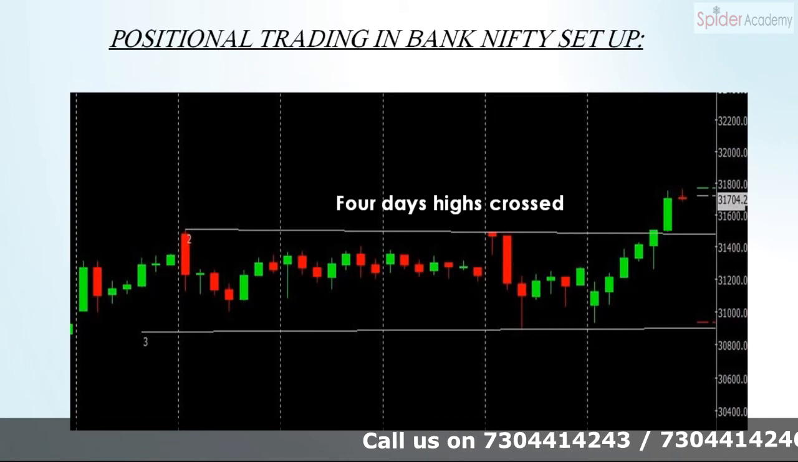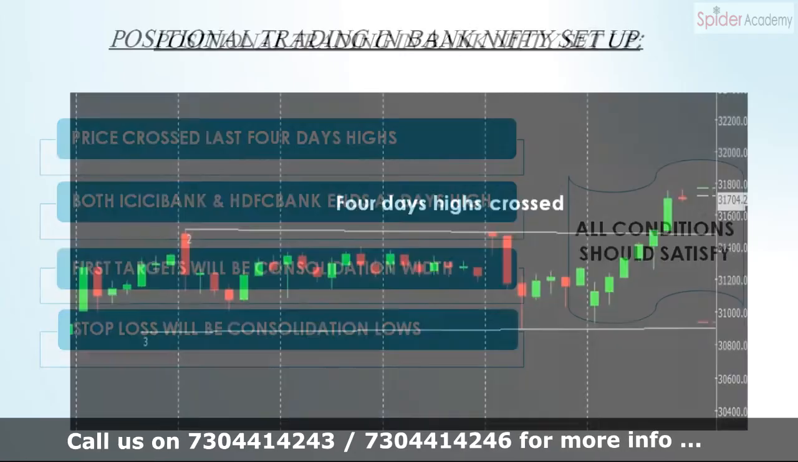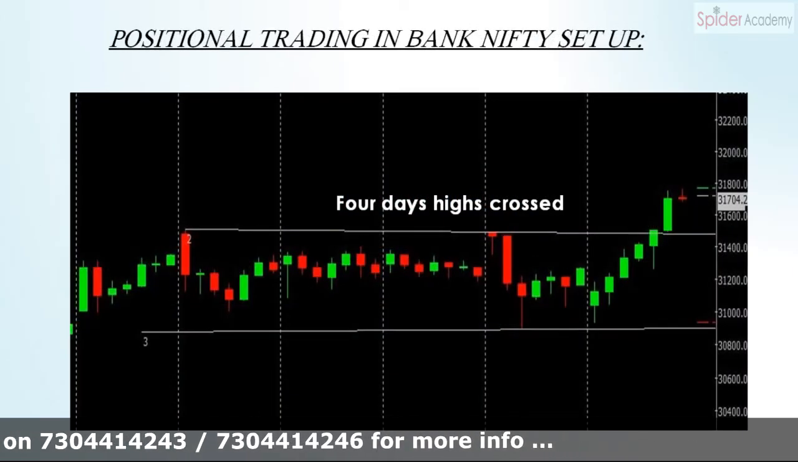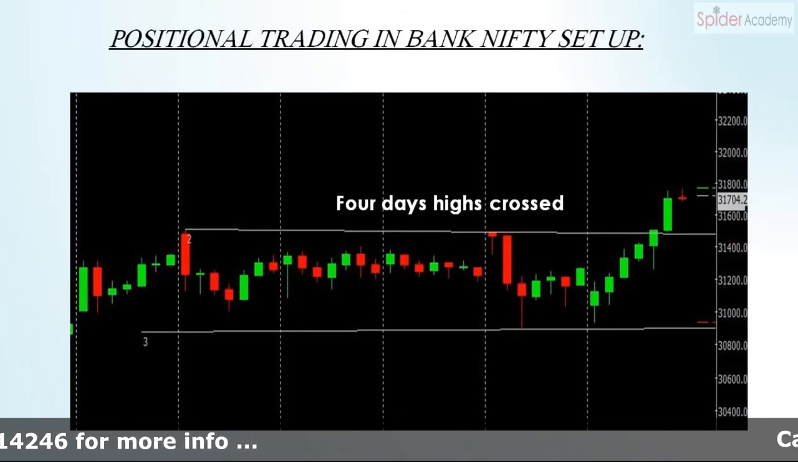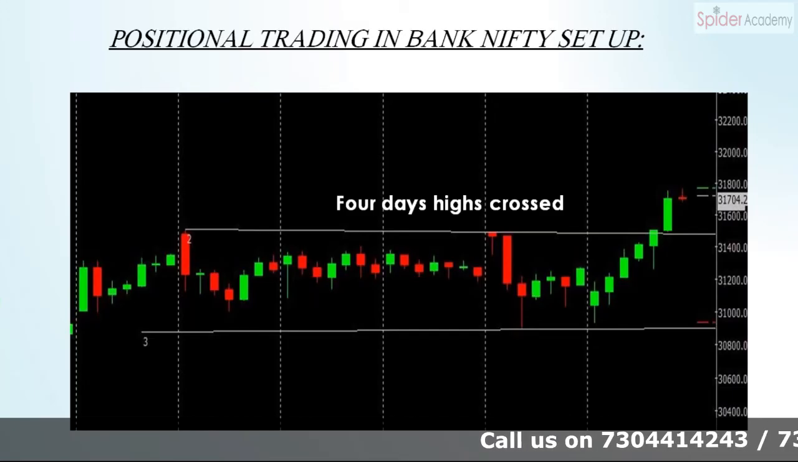Second, price should be above that. Next condition, both HDFC Bank and ICICI Bank should end at day high. Yesterday you can see ICICI Bank and HDFC Bank both ended at day high, and Bank Nifty has given a massive breakout.